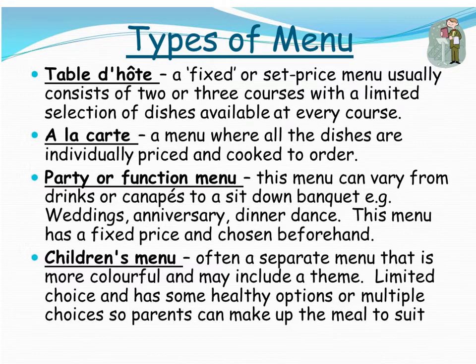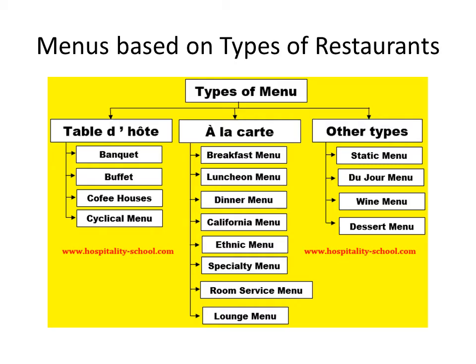The items might be a little healthier. There may be a little bit of a theme. Sometimes the menu is separate, more colorful, and so forth. Your types of restaurants are also based on your menu some, okay? Like we said, with your table d'hote, this is going to be a banquet or a buffet, maybe a coffee house, a clinical menu. You'll notice that maybe at school. Hey, pizza on Thursdays, tacos on Tuesday, Wednesday is soup or something like that.